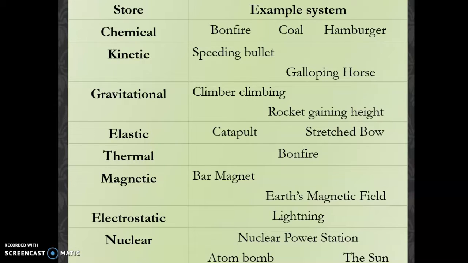So here is the completed table. I have only put them in the category which is the majority of their energy, so it is possible you may have put these in more than one category. I've put them in their sort of key one.